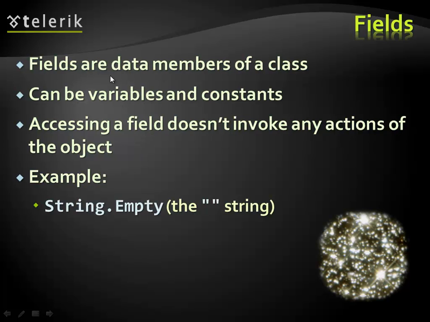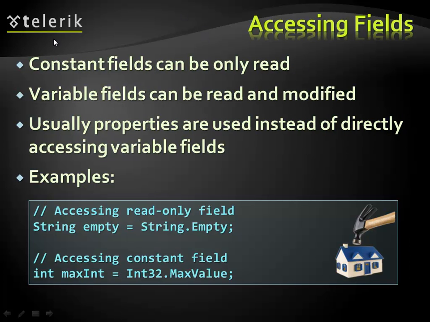Fields are usually just simple data objects. It could be an integer, it could be a string, just returned from the class. When we're going to talk about properties, we'll see that they are slightly more complex sometimes. So, getting fields, of course, constant fields can only be read. We cannot override, so we cannot take string.Empty and put something into it. Or we cannot take Int32 and max value and put something into it.